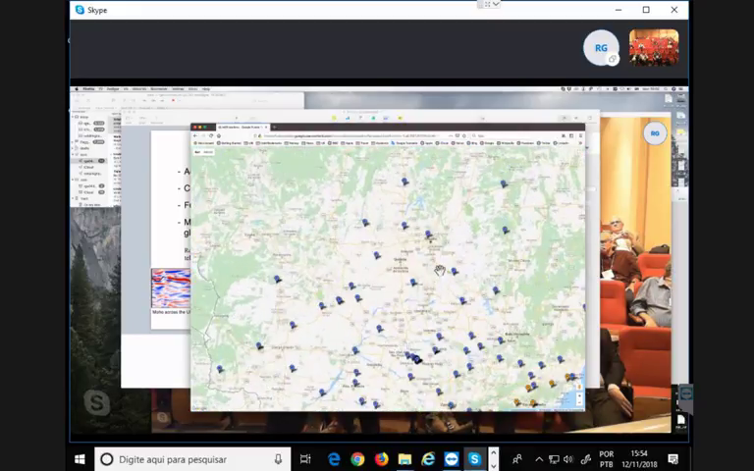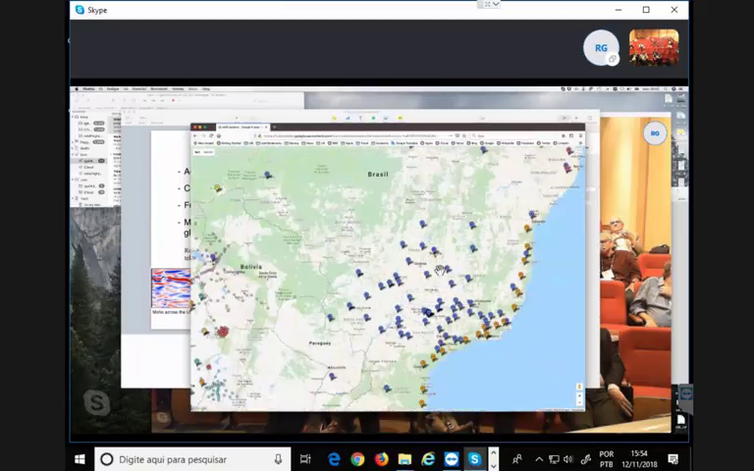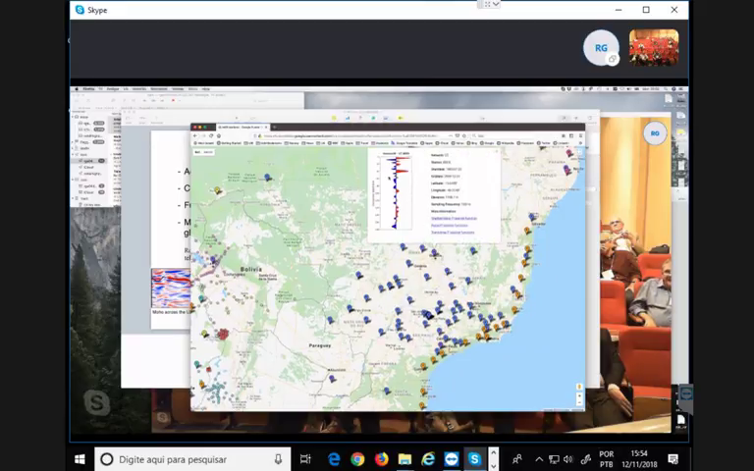can go and pick, these are the stations that were available from IRIS at the time when we started the database. And you can go anywhere and pick on stations and get, like this, for example, the receiver function for below Brasilia, where you get a nice MOHO at 40 kilometers.